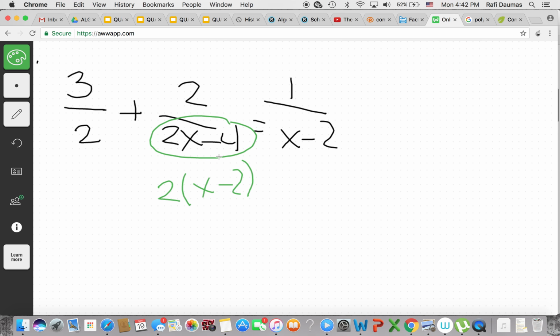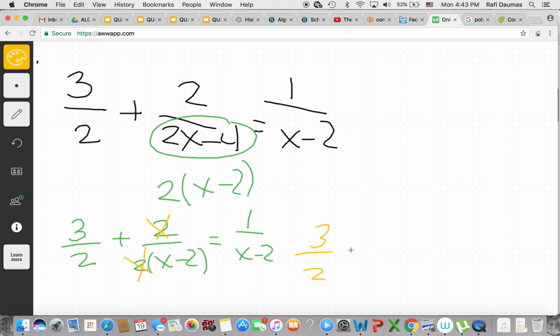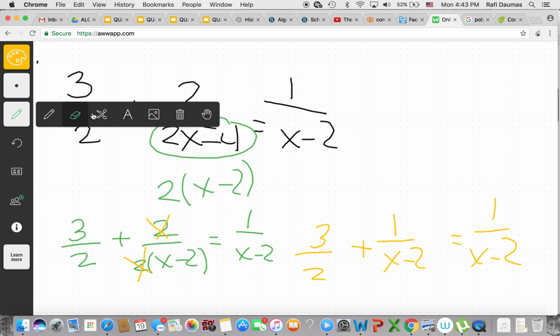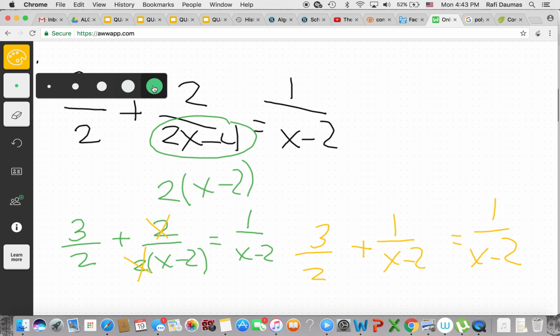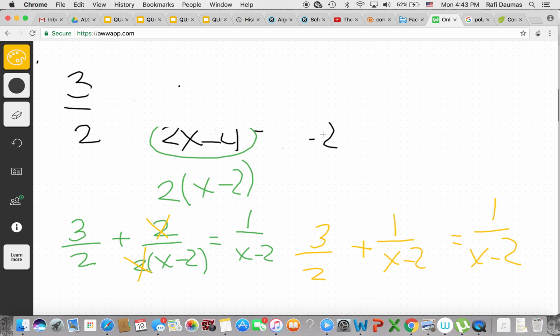So then our equation would actually be 3 over 2 plus 2 over 2 parentheses x minus 2 equals 1 over x minus 2. But again, this 2 cancels out this 2. So then our actual equation is 3 over 2 plus 1 over x minus 2 is equal to 1 over x minus 2. So let's erase all of that previous work because we don't need that anymore.